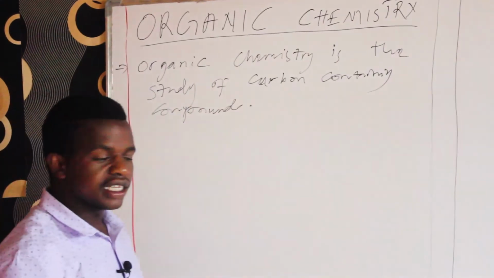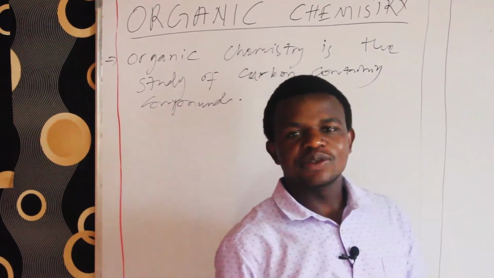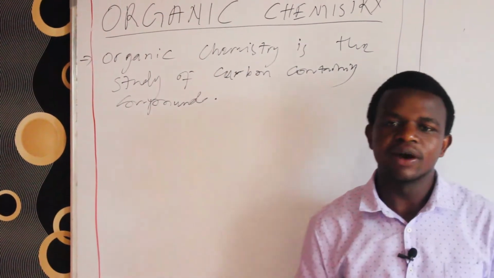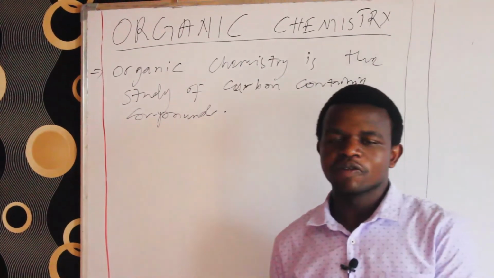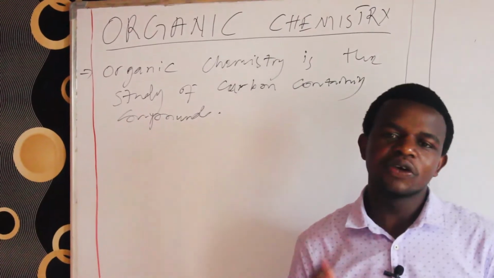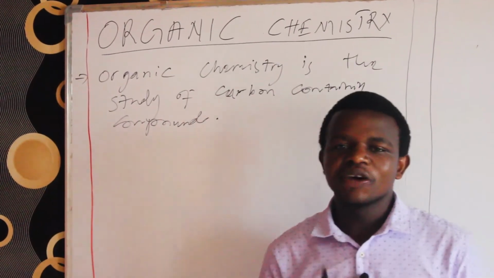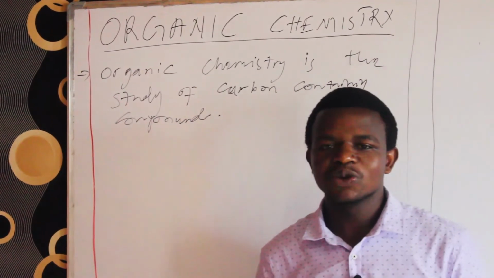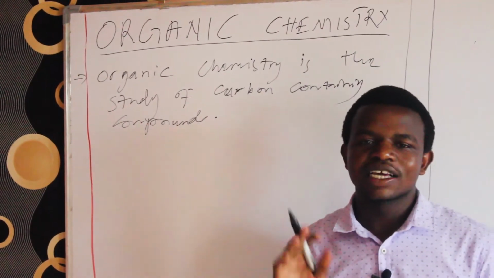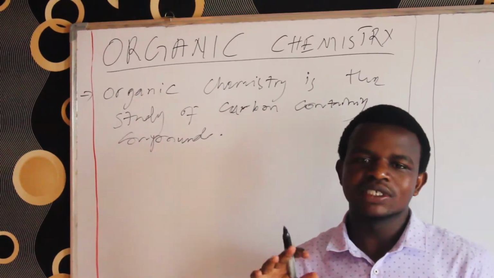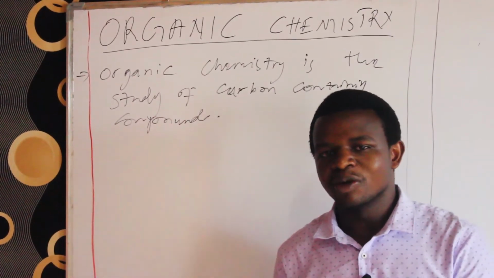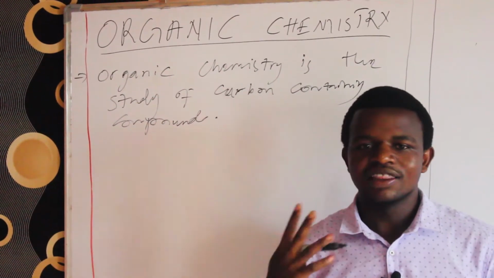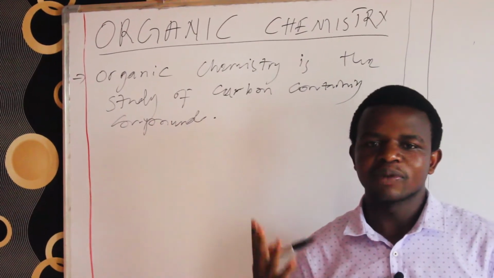So that's the definition, and we have different types of organic compounds. The moment you hear the name of the organic compound, it must tell you two things. It must tell you the family to which it belongs. It must also tell you the carbon atoms that are found in it. So every time you hear the name of the organic compound, it must tell you the family and the number of carbon atoms.